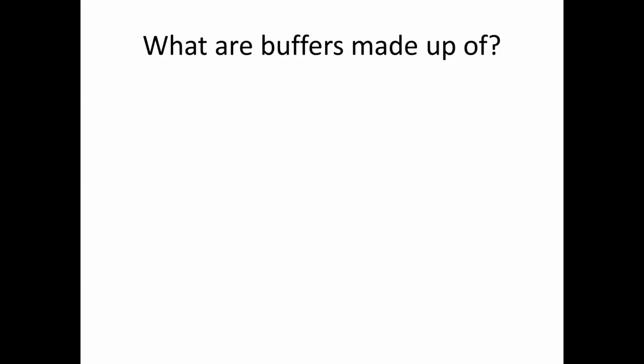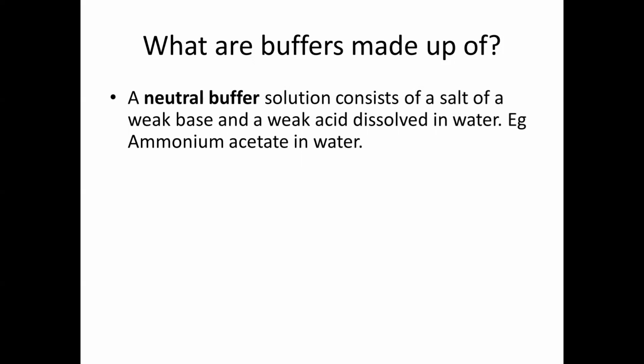And we have the neutral buffer, which is not a mixture, but is made up of only a single constituent, and that is a salt. And this salt must be a salt of a weak base and a weak acid dissolved in water. For example, ammonium acetate. Ammonium acetate is a salt which is made up of a weak acid such as acetic acid and a weak base, which is ammonium hydroxide. When acetic acid and ammonium hydroxide react, we get ammonium acetate.